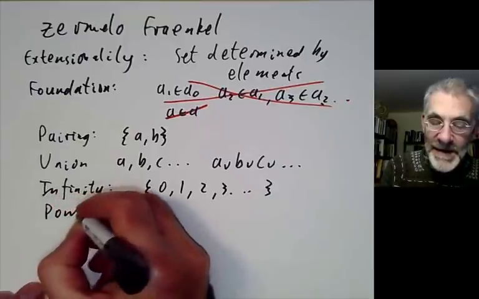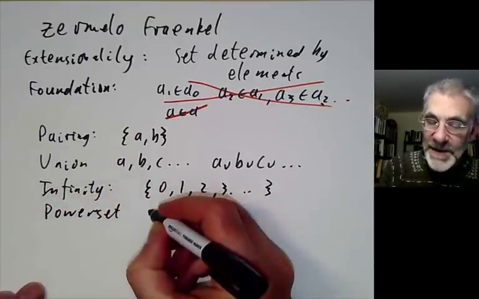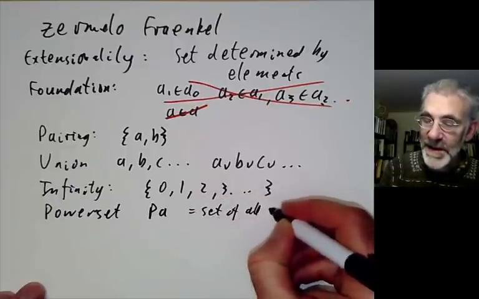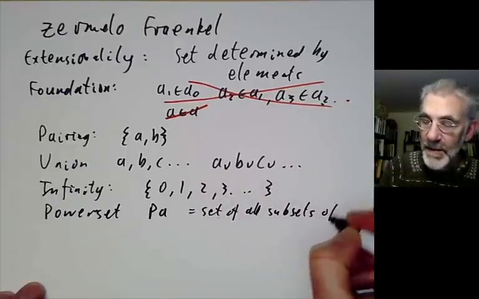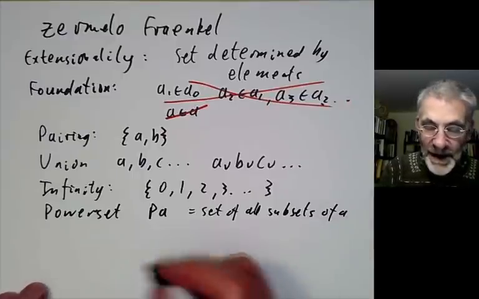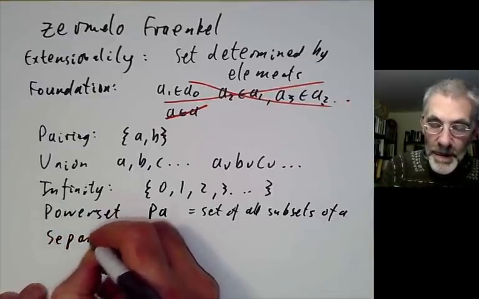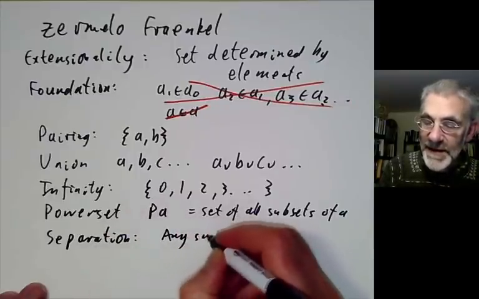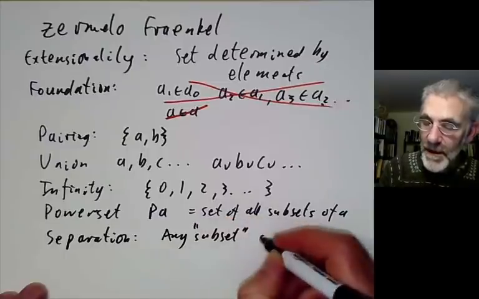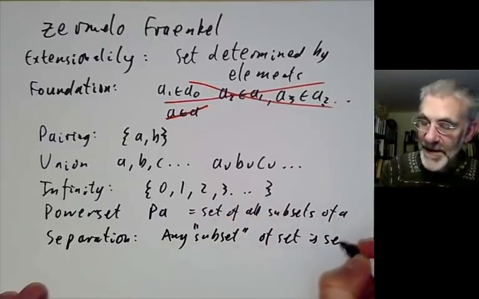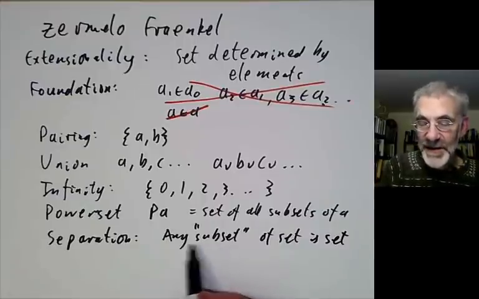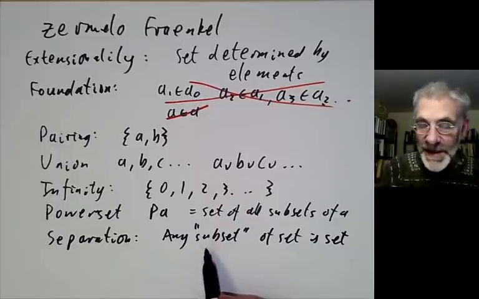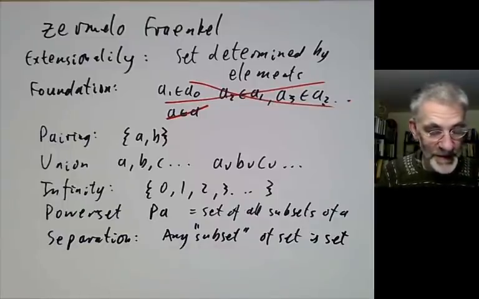Then we have power set, which says that if you've got a set A, then PA is a set which is equal to the set of all subsets of A. And we have the axiom of separation, or axiom of subsets, which says roughly that any subset of a set is a set. Okay, that seems to be a little bit circular, because what do we mean by subset? Well, when I discuss the axiom in more detail, we need to give a more precise version of it.